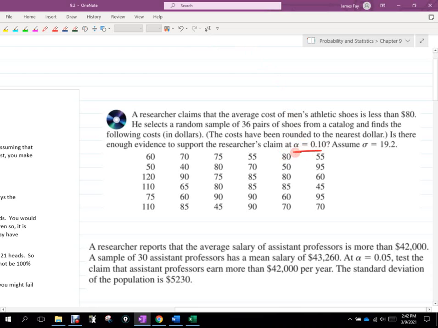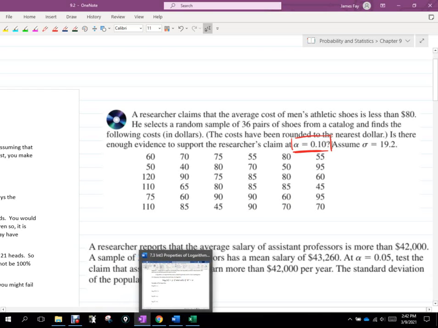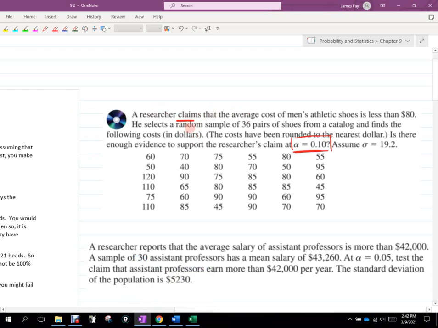However, when you see problems like this and they tell you to test at a particular alpha, that is relating to type 1 error. Type 1 error is usually more serious when we're doing these types of things, so we want to try to minimize type 1 error. But here it says a researcher claims, so we see the word claims, right? As I'm reading, I'm going to try to figure out whether they use equality phrases or inequality phrases, because that establishes where my claim goes on my hypotheses. It says a researcher claims that the average cost of men's athletic shoes is less than $80.